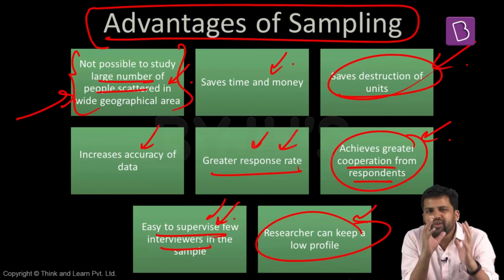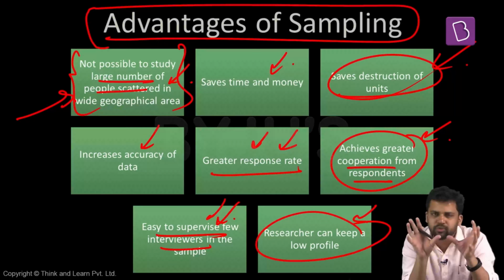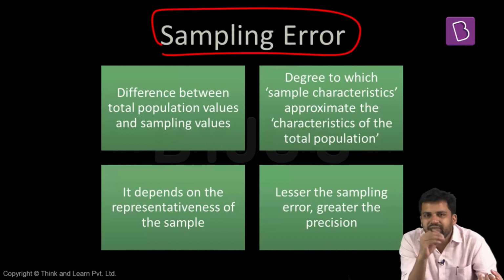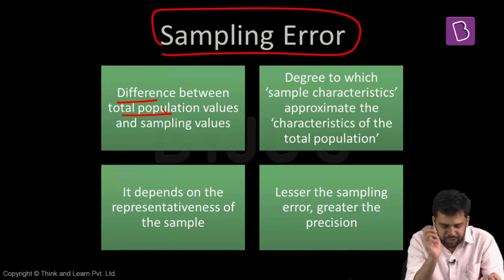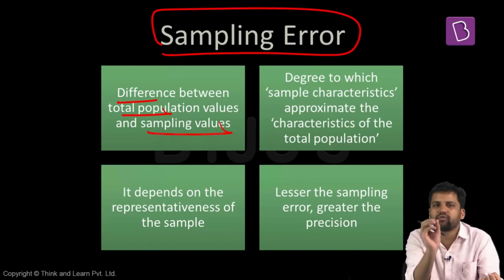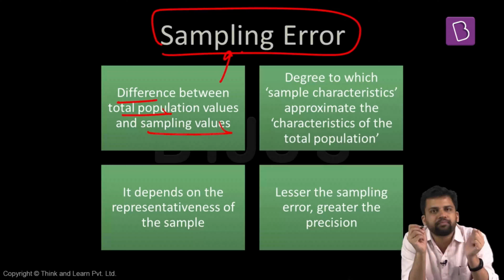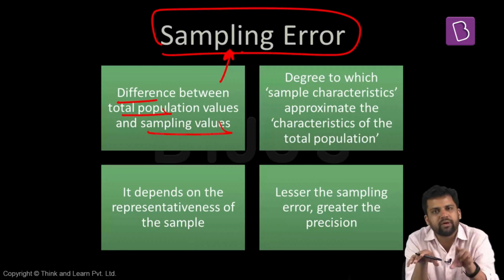Now, when you are going for sampling, there are chances that there can be some sort of error. Those errors are referred to as sampling error. What is the meaning of sampling error? If there is a difference between the values you get from the entire population and the values you get from the sample, then it is referred to as sampling error. Difference between total population values and sampling values is called sampling error.